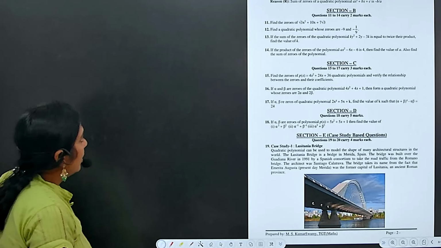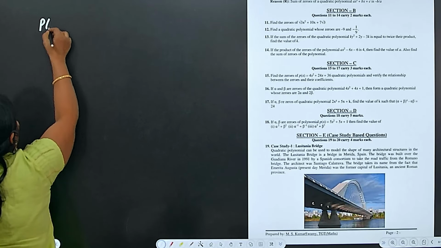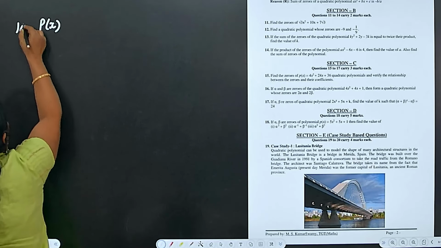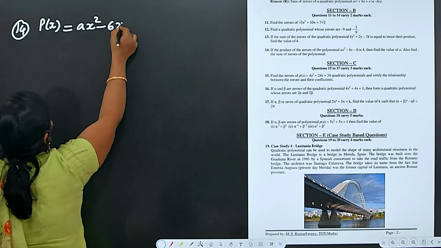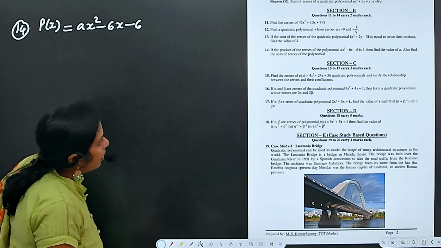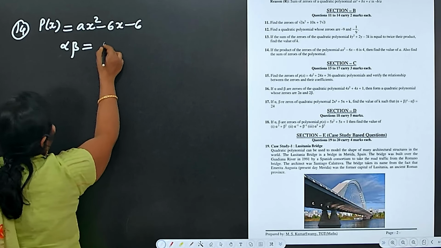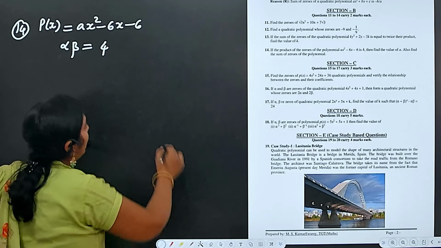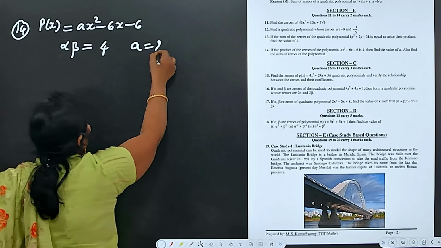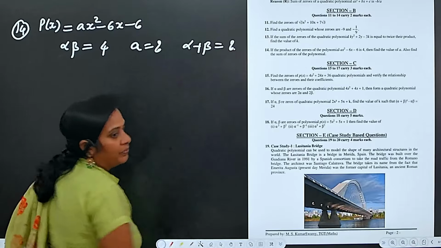Fourteenth question. The product of zeros of the polynomial p of x equal to ax square minus 6x minus 6. Product of zeros alpha beta equal to 4. Then find the value of a and find the sum of the zeros alpha plus beta equal to how much?